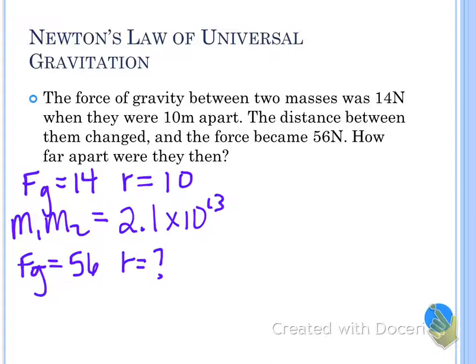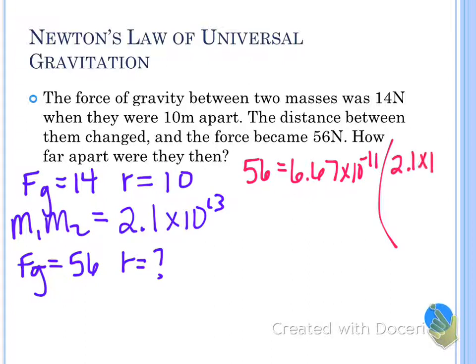So now we know that our gravitational force is 56. That's G times 2.1 times 10 to the 13th over r squared. Now algebraically we have to do something a little different because our variable here is on the bottom, but we want to get r by itself. So go ahead and solve the algebra to do that. Again, I'm going to divide by G first.